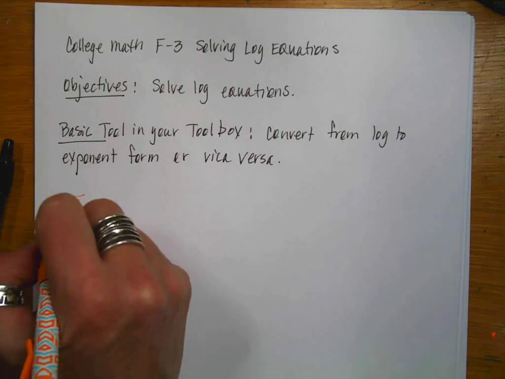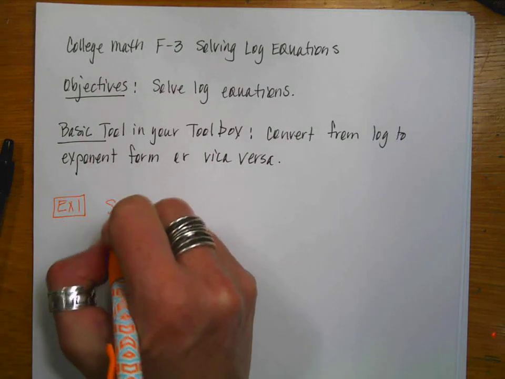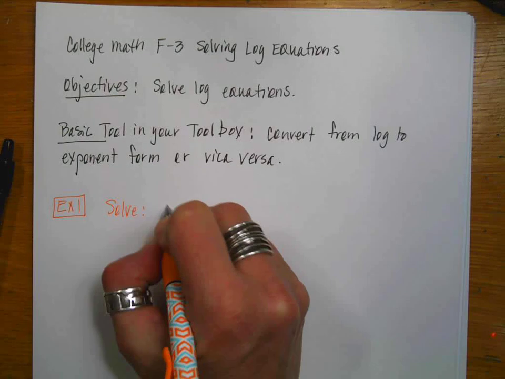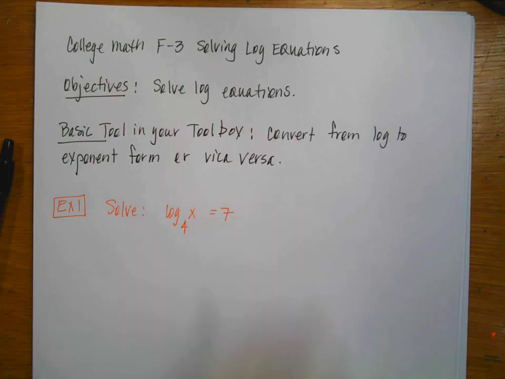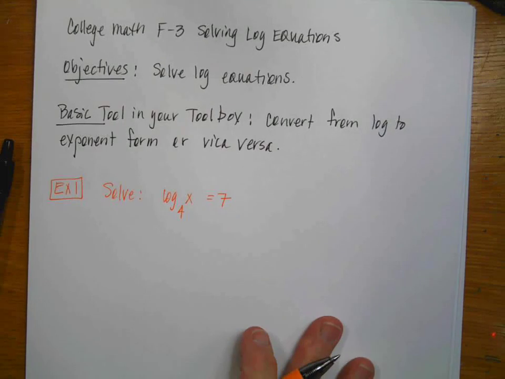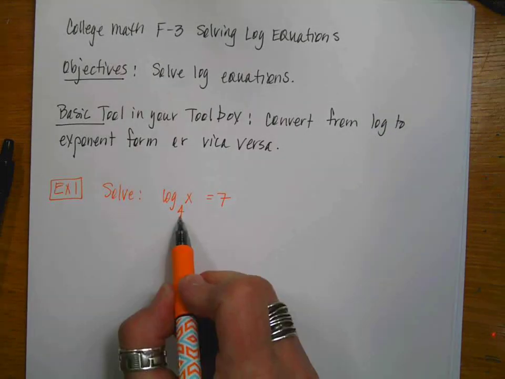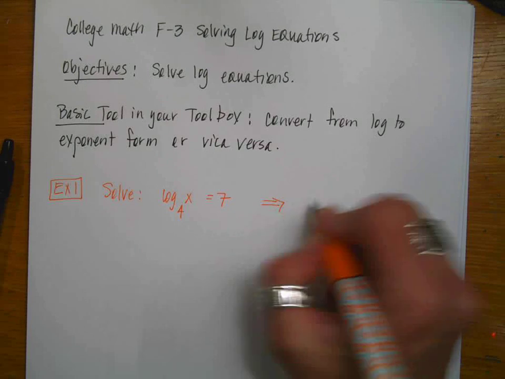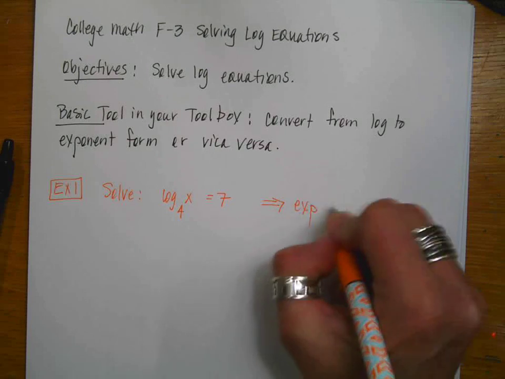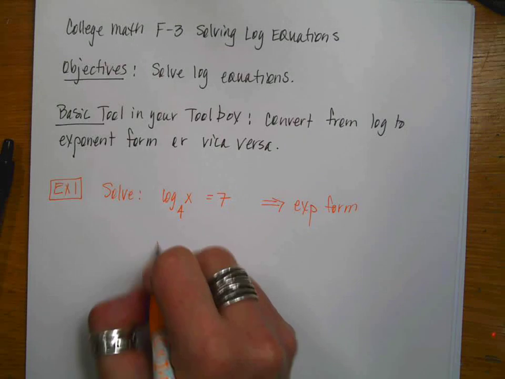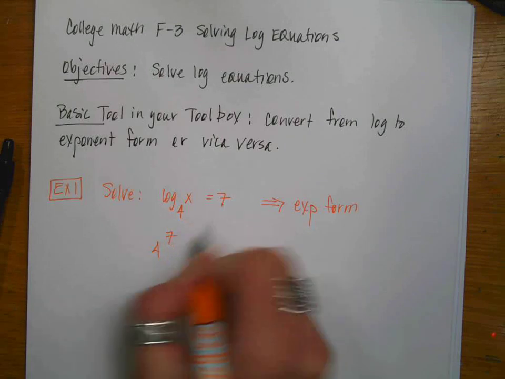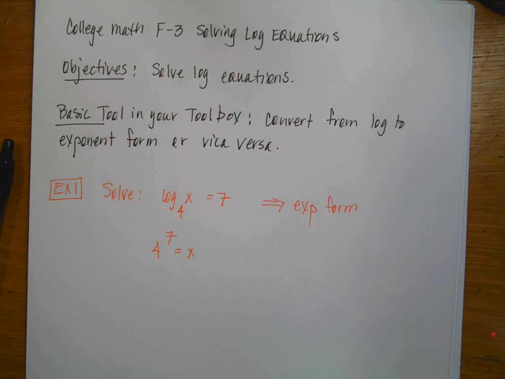So for example number 1, I want to solve, and you're going to be given log base 4 of x is equal to 7. If you'll notice, this one is starting in log form, so I want to convert to exponent form. Remember, we start with the base. The base to the solution is equal to x.